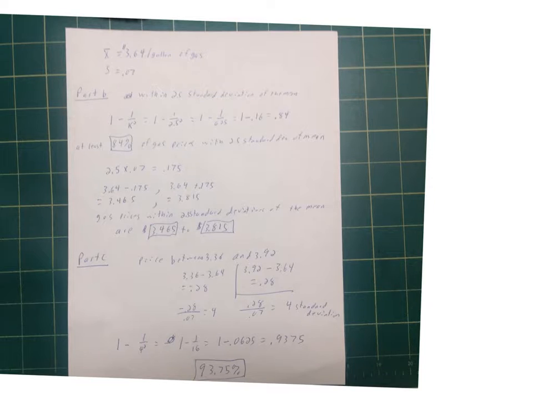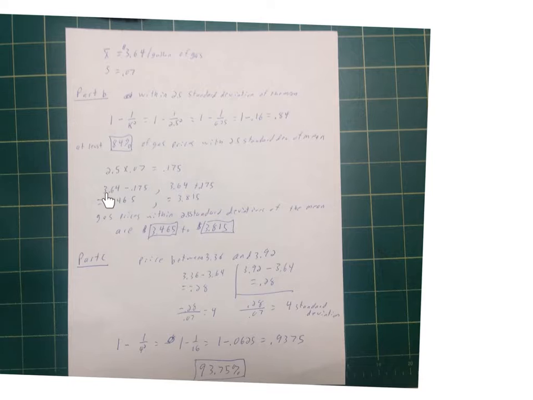And then there was a second part to B. Let's see, the second part, you want to find the actual prices that are within 2.5 standard deviations. So I take that 2.5 standard deviations and multiply it by the standard deviation, 7 cents. So you want to find it within 0.175.